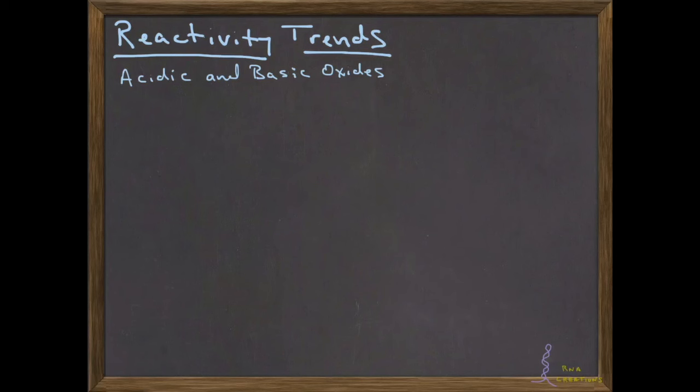We're going to look at reactivity trends, and we're going to look at acidic and basic oxides. We're going to look at calcium oxide, which we'll see in an accompanying demonstration is a basic oxide, and we'll also look at phosphorus pentoxide, which we'll see is an acidic oxide.